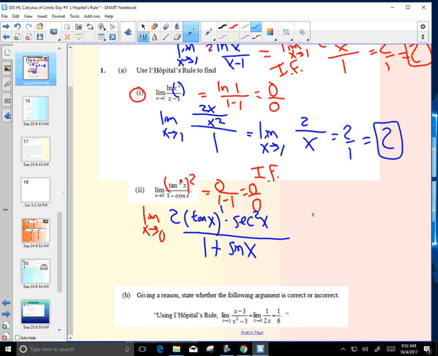Oh, I did that before. Thank you. Sine x. Now, put a 0 in for this. Put a 0, and you're going to get 2 times 0 times secant, which is 1 over cosine of 0, which is 1, so this will be 1 over 0. And is 0 over 0 an indeterminate form? What? We got another one?